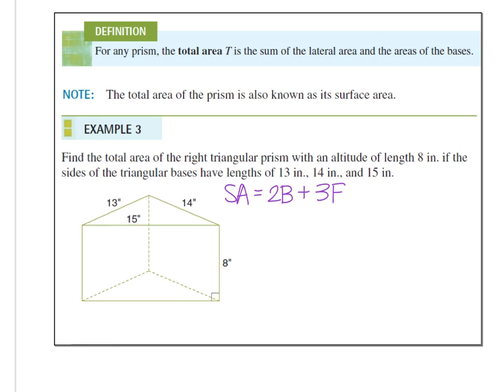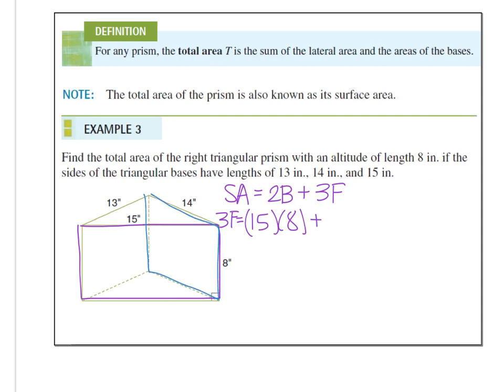Now in this case, our faces are different. We have this face that's a 15 by 8. So one face we have is 15 times 8. So our 3 faces equal 15 times 8 plus, then we see that we have this one here, and that's a 14 by 8. And then at the very end, we see this one over here, and so that's a 13 by 8. So when I add all those up, I'll see what my faces add up to. And if I add up all of that, we have to add up our bases as well.